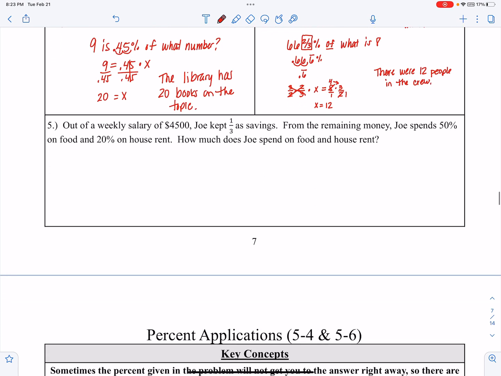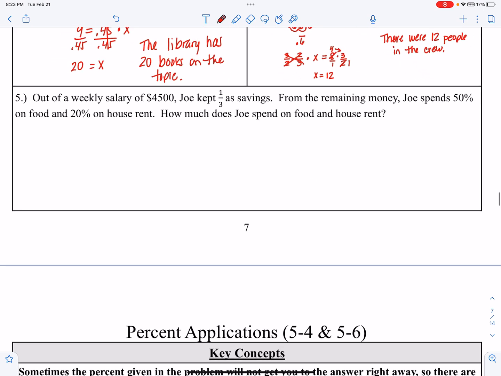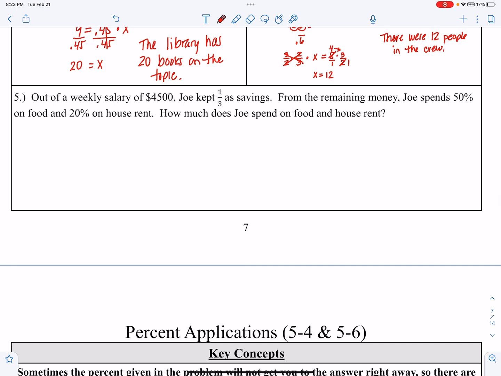All right, this last question, we have a little bit more to do here. We have a weekly salary of $4,500, which is really good per week. Holy cow. Joe is keeping this fractional amount, 1/3, as savings. And then the remaining amount, which would be his spending, right? He spends 50% on food and 20% on the house rent. And they want to know, how much does he spend on food and the house rent?